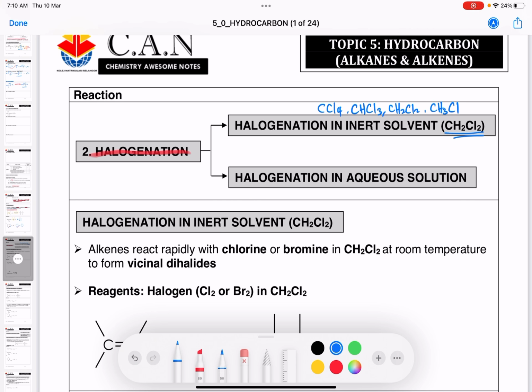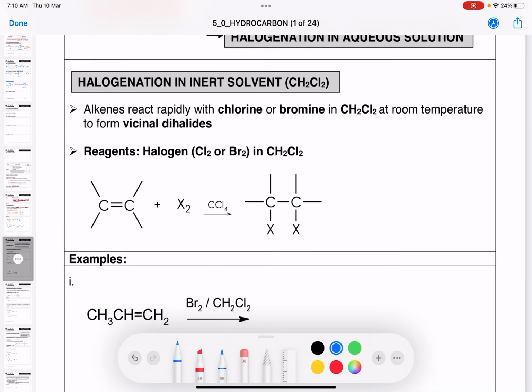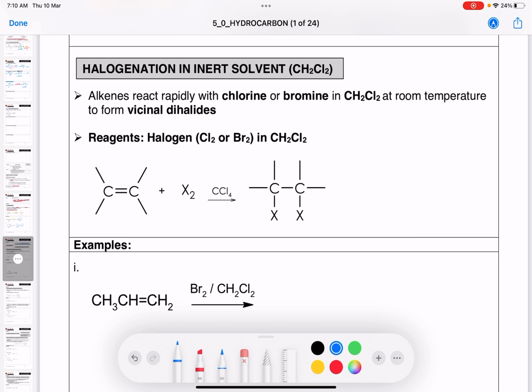Okay, the next one is halogenation in aqueous solution. I'm going to explain the difference between both of these. Let's go with the first one, halogenation in inert solvent. For this, we are going to use halogen, either chlorine gas or bromine gas, in inert solvent. Again, like I said, it can be any inert solvent, to form what we call vicinal dihalides.